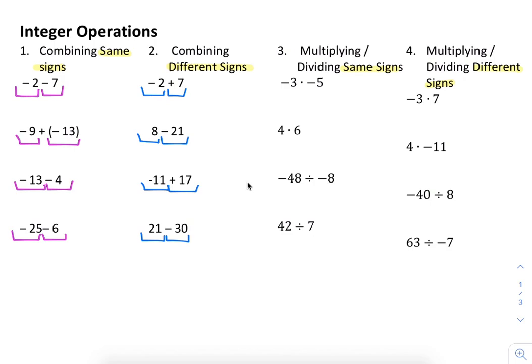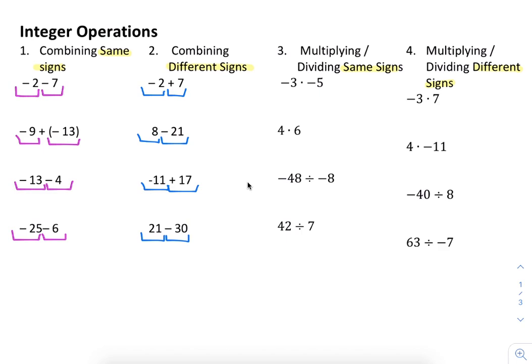Hey guys, I'm here to do a quick review video over integer operations. So we're going to break this into two categories again. We're talking about adding and subtracting, meaning that we are combining something, or multiplying and dividing. On my combining situation, all the adding and subtracting stuff, here's what I really want you to think about: same signs or different signs.